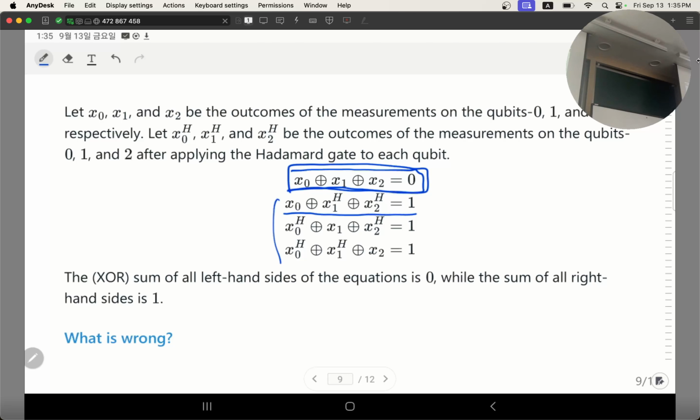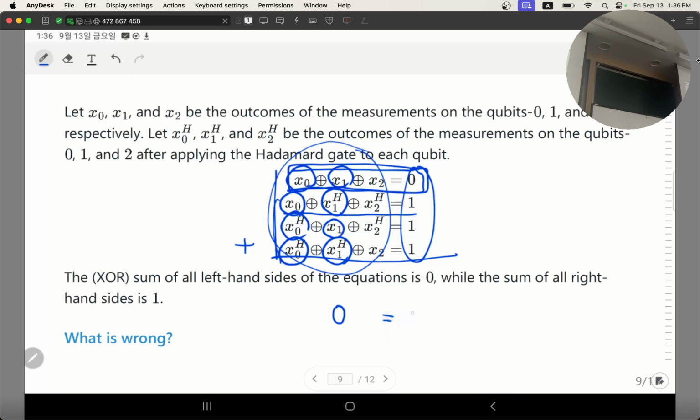Now, the weird thing is, let's try to add them side by side. How many x0 are there? 2. How many x0h are there? 2. So you can always pair these up, right? No matter what your x0 is, if there are 2, then if you add all of this, it will always be 0. The left-hand side is 0. How about the right-hand side? 1. You have this weird contradiction. So what is wrong here?